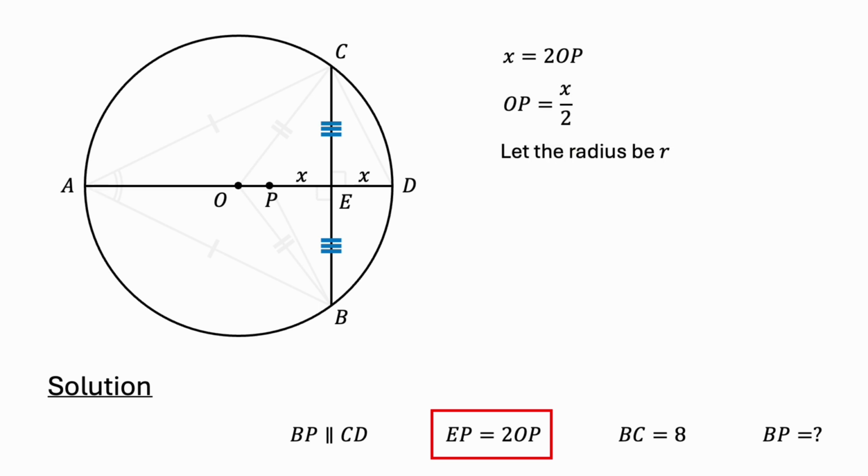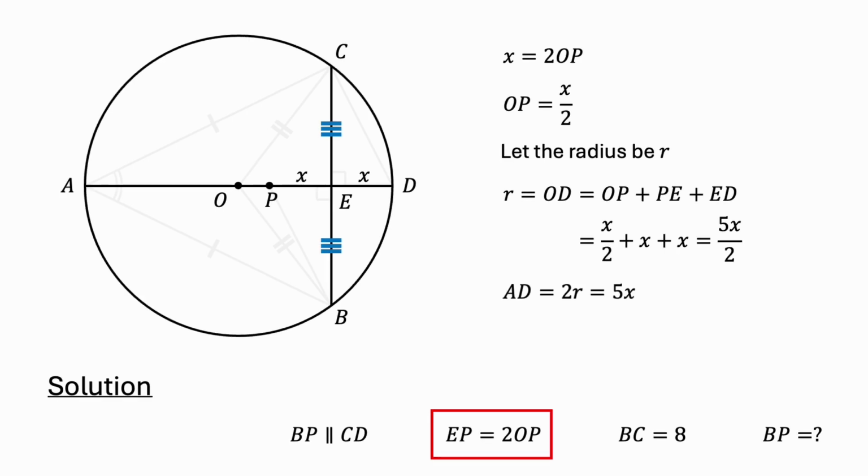If we let the radius be R, then we have R equals OD equals OP plus PE plus ED, which equals X over 2 plus X, or 5X over 2. Thus, diameter AD equals 5X units. So the length of AE equals 5X minus X, or 4X units. Since BC equals 8 units, the lengths of CE and BE equal 8 over 2, or 4 units.